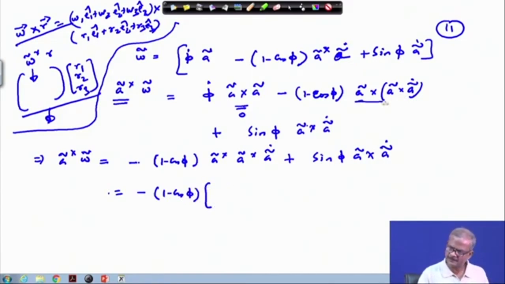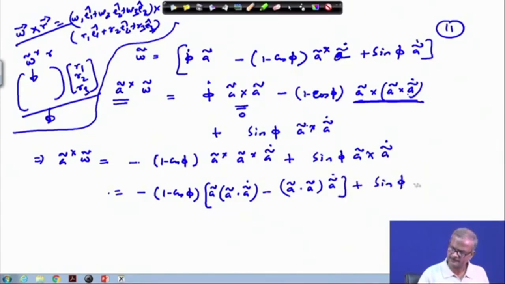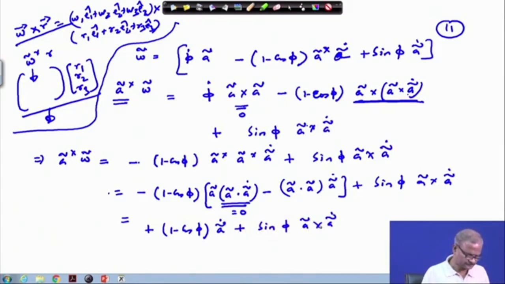This part we can expand. Now, here if you look into this, this is in the vector triple product format. So, we can write this as a tilde times a tilde dot, and this is a tilde minus a tilde times a tilde dot. This quantity is 0. Therefore, this gets reduced to 1 minus cos phi, and minus minus then gets plus, and this quantity is 1. So, this is a tilde dot plus sin phi. So, this is our a tilde cross omega tilde.